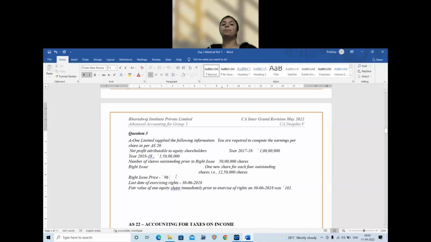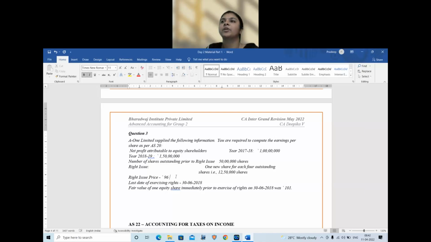The rights issue price is rupees 96. Last date of exercising the rights is 30th June. And fair value of the equity share prior to the rights issue, which means the market value of the share before the rights issue, was 101 rupees. So if someone had to buy from the market, they would have got it at 101. But since the company is itself offering it as rights, it is giving at 96 rupees. So this difference is what leads us to the adjustment factor.